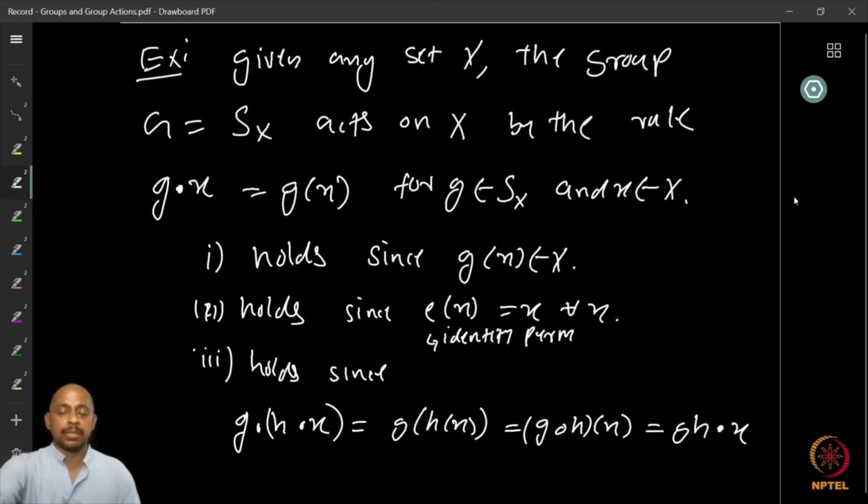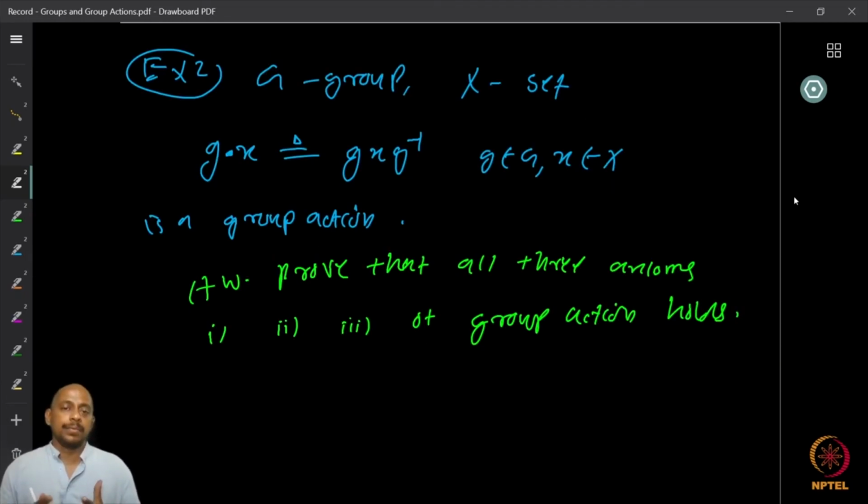So this is our most important example, because one can show easily that any group action can be represented by the action of a symmetric group. Okay. So if you take a group G and a set X, then let us define G dot X as GX G inverse for elements G of G and X of X. Now this is a group action. So this is the claim, and I want you to show that all the properties of the action, all three axioms, hold true in this case. This is a very good example. I want you all to try this.